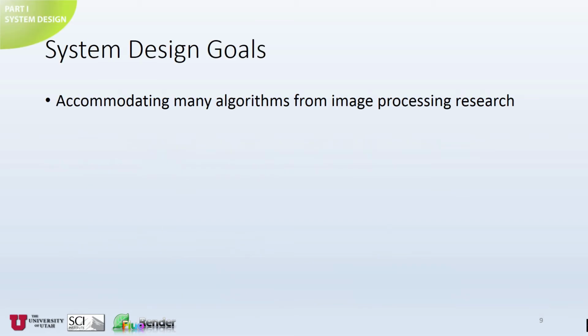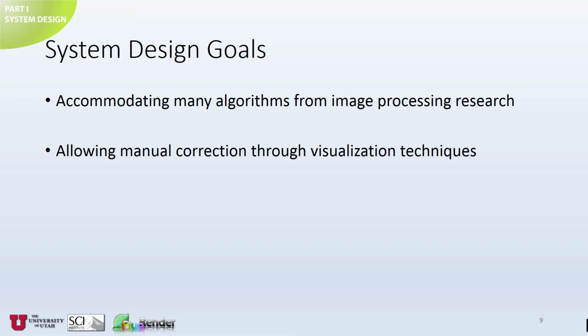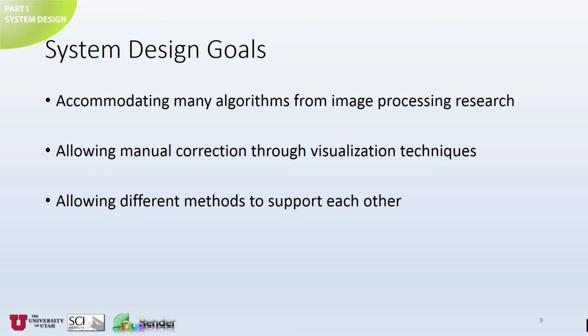Considering the issues in system design of previous cell tracking tools, here are the design objectives for our system. We want to include many different algorithms from image processing research in our system. We want to have intuitive manual operations for result correction, which will take advantage of existing visualization techniques in FluoRender. Finally, we want different methods, including manual operations, to work together.